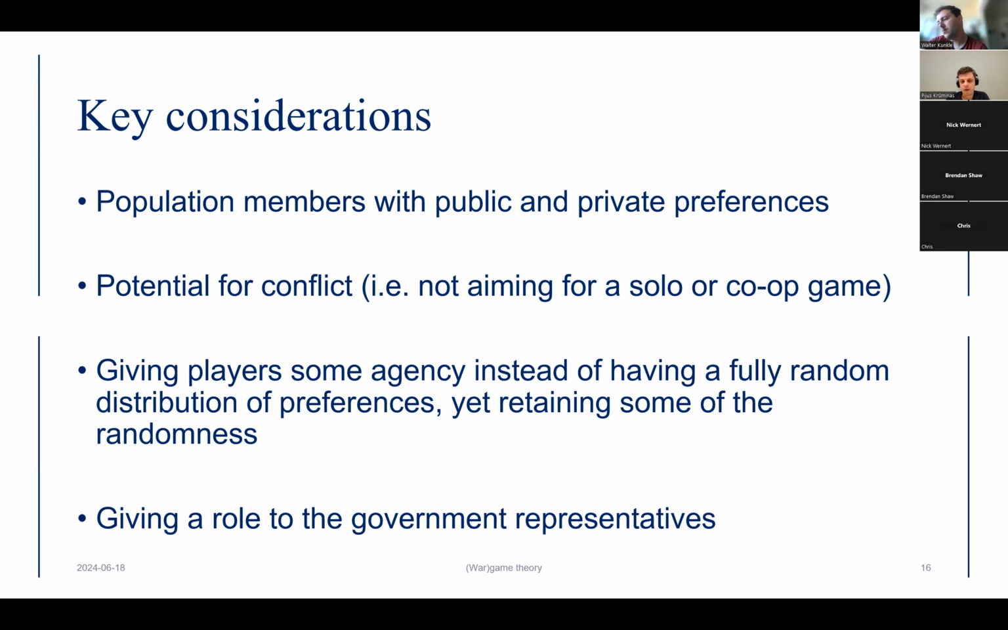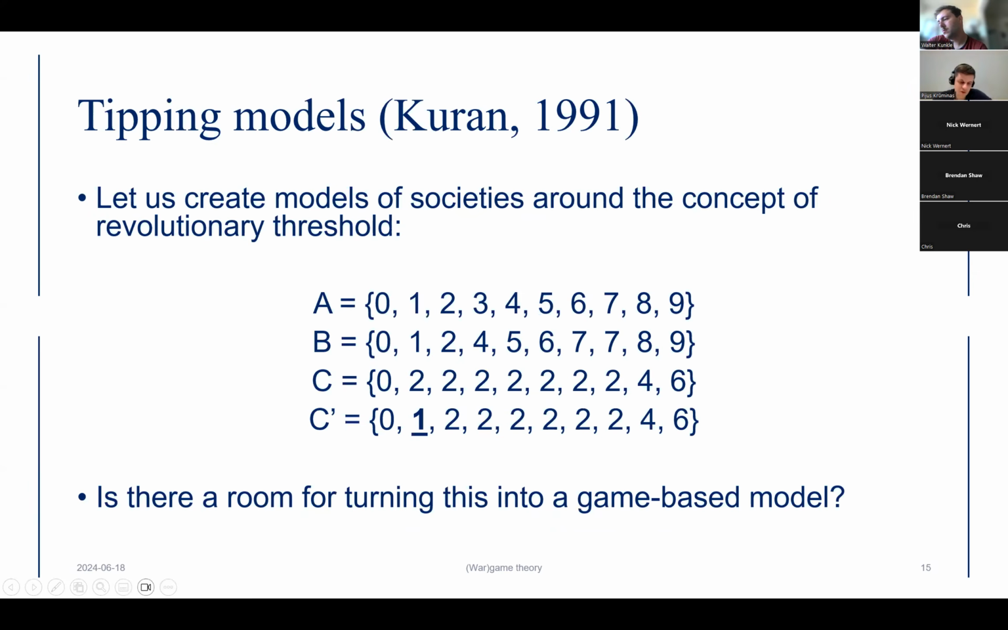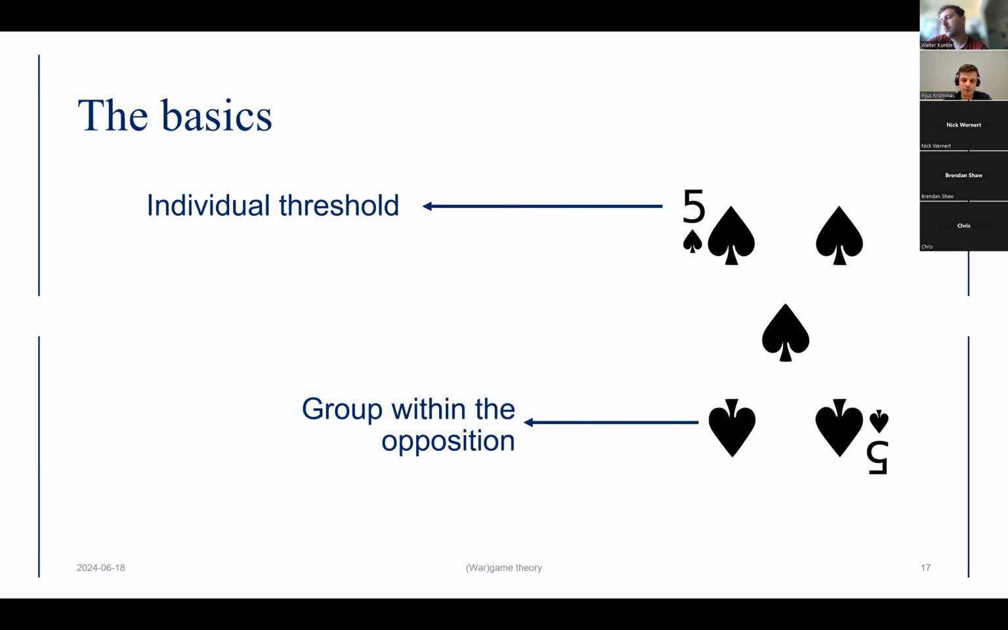And then, of course, if you're in conflict, then you likely want to have government representatives. And of course, if we look at sequences of numbers, there's one very good tool in games that we can use for that, and that's the standard playing cards. Each standard playing card, ranging from the 2 to 10 or from the ace to 10, could have a number that would represent the threshold of the individual. So each card would represent a group of individuals with a specific revolutionary threshold.